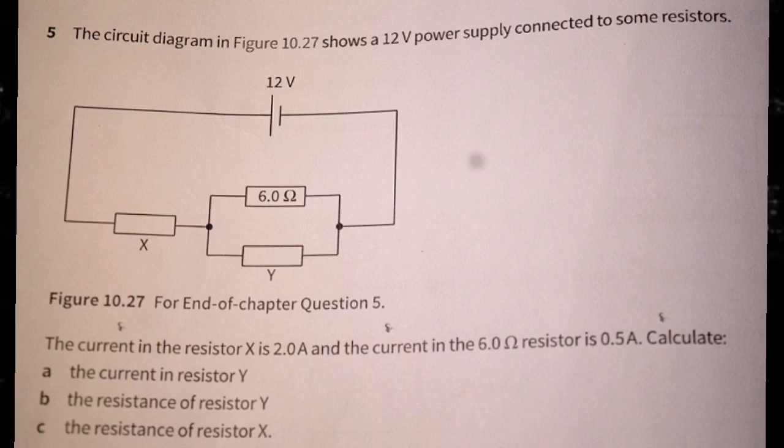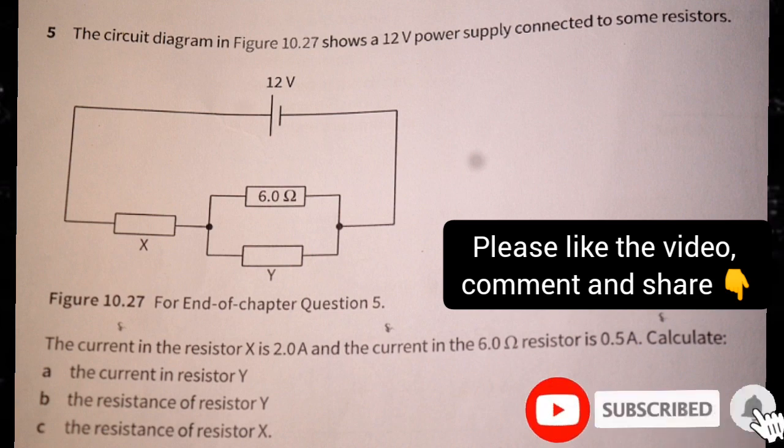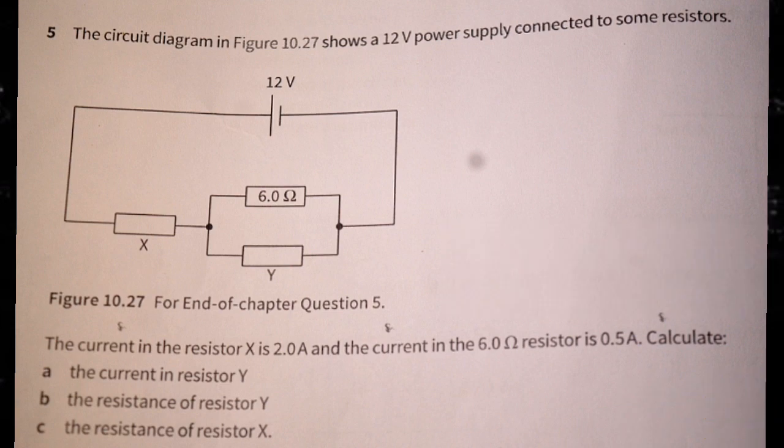Hello guys, today we are going to solve this question. It says the circuit diagram in figure 10.27 shows a 12-volt power supply connected to some resistors. The current in the resistor X is 2.0 amperes and the current in the 6.0 ohm resistor is 0.5 amperes. Calculate the current in resistor Y.